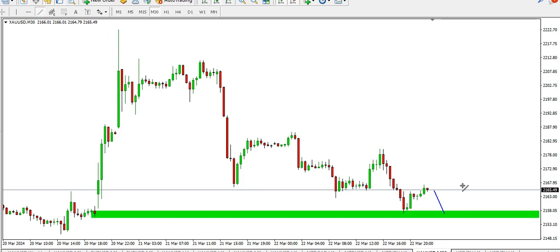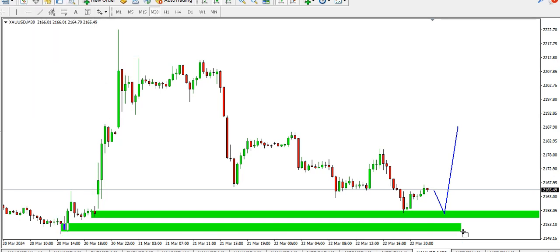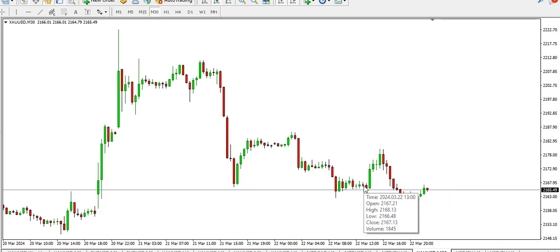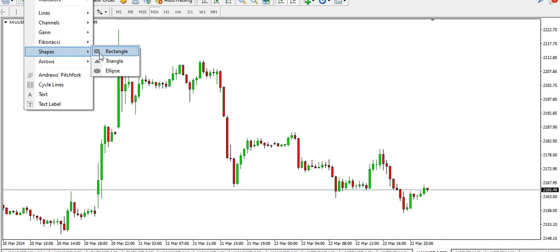Okay, for price to give us a double bottom. But if that fails, we might see price drop to the next order block. All right, that's that for the lower order blocks. Let's look at the other blocks at the top.